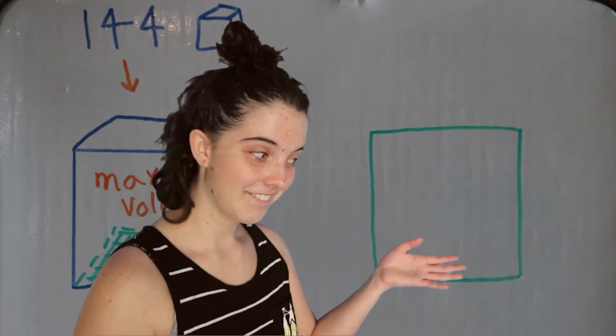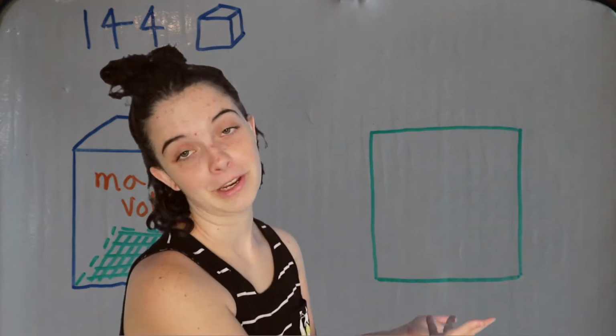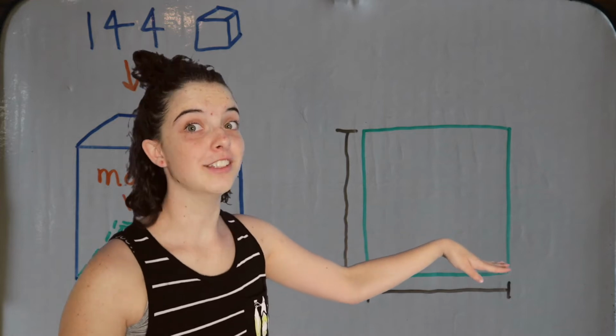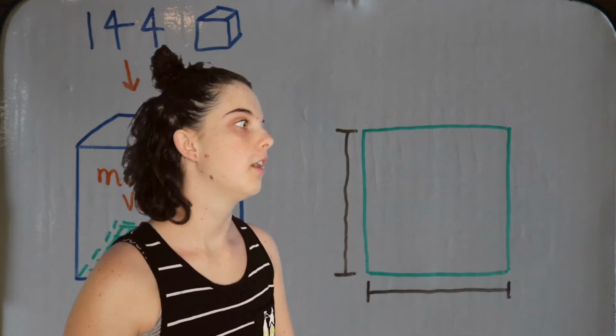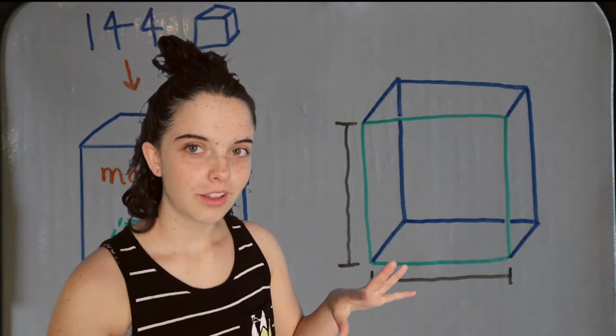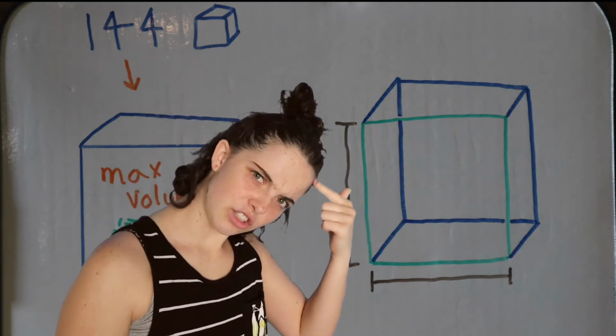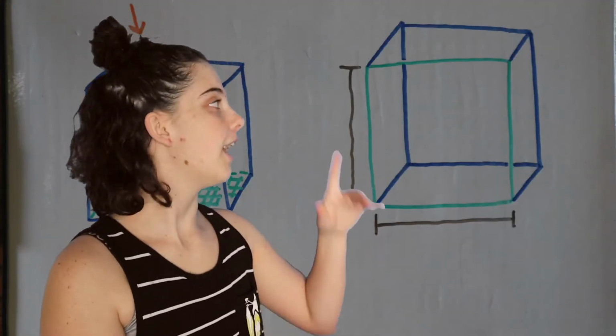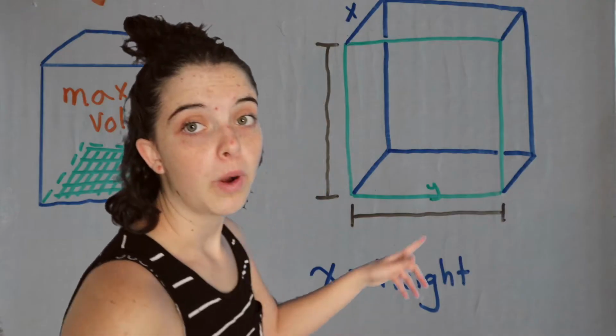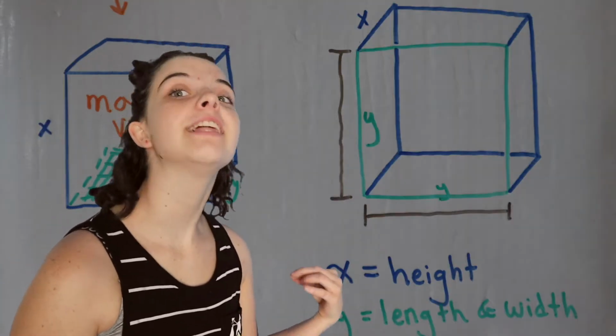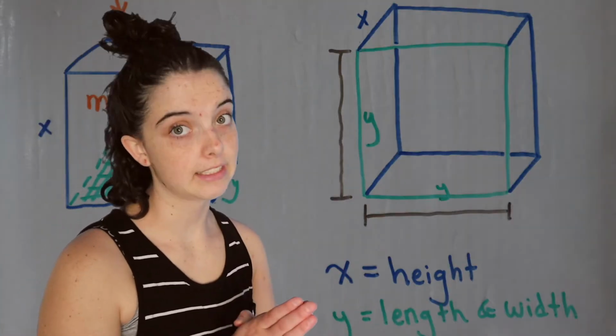So here's the square base, the foundation. The length and the width are the same because it's a square. But there's also the height that we need to take into consideration. We have several variables here. X being the height and Y being the width and the length, because again, it's a square.